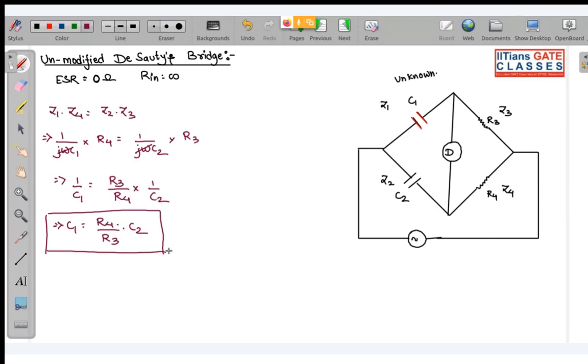Now out of R4, R3, C2, you can vary any one of them. Usually we vary the resistance, because varying capacitance is expensive. Variable capacitors are expensive. Okay, any doubt? Tell me. Okay, so let me ask you over here, what is the quality factor?